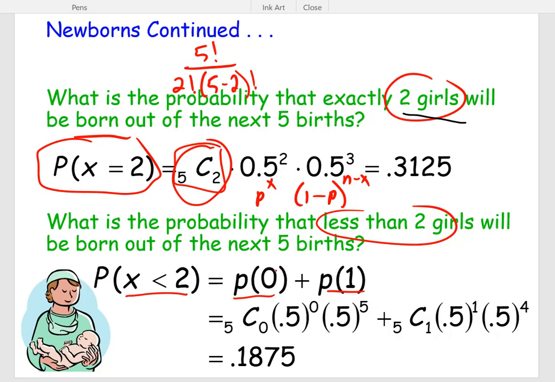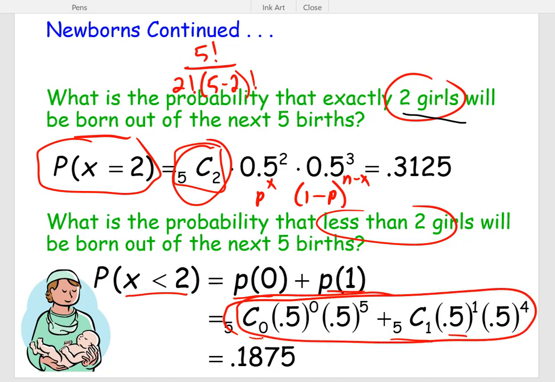We have to find the probability of 0. That's 5 choose 0, 0.5 to the 0, 0.5 to the 5. So 5 of them would be boys. And the probability of 1 of them being girls. That's 5 choose 1, 0.5 to the 1 for the girls, 0.5 to the 4 for 4 of them being boys.